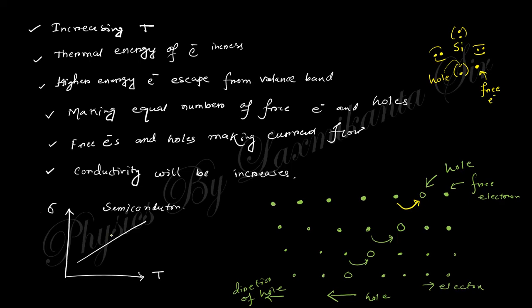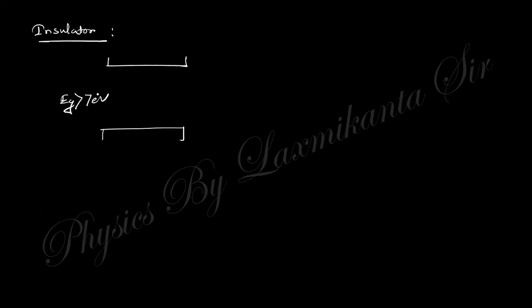Okay, what about the insulator? If you consider the insulator, what happens when you increase the temperature? For an insulator, the band diagram has a very large band gap, Eg greater than 7 eV, like that. So if you want this electron to come from that region, you need to supply this large amount of energy, and this energy comes from heat energy.